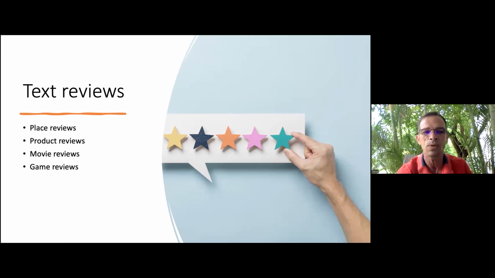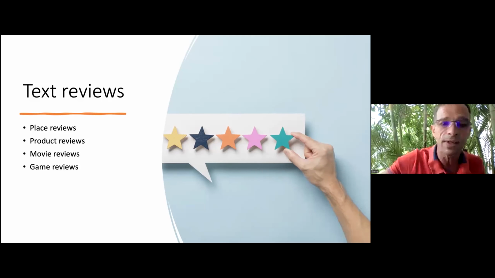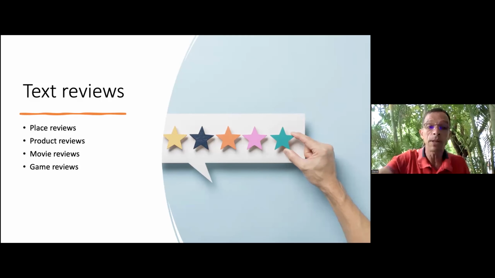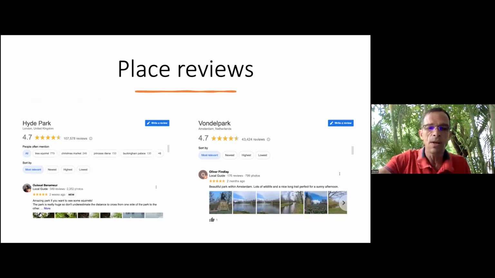So when we were looking at different reviews, we looked at all of them. So let me just give you an example of the kind of things that we did with the place reviews. This is where we started. So in the lesson on the place reviews, I gave the students, for example, we looked at parks. I gave the students a whole bunch of different parks like Hyde Park and Central Park in London and Vondel Park in the Netherlands. And the students looked at the different kinds of reviews for these parks.